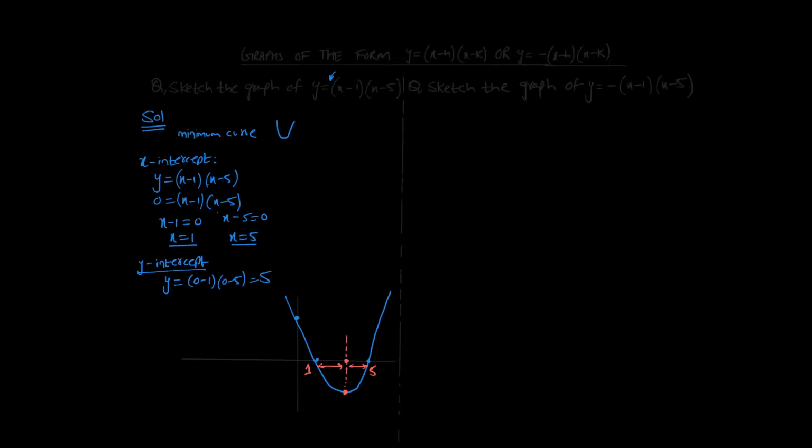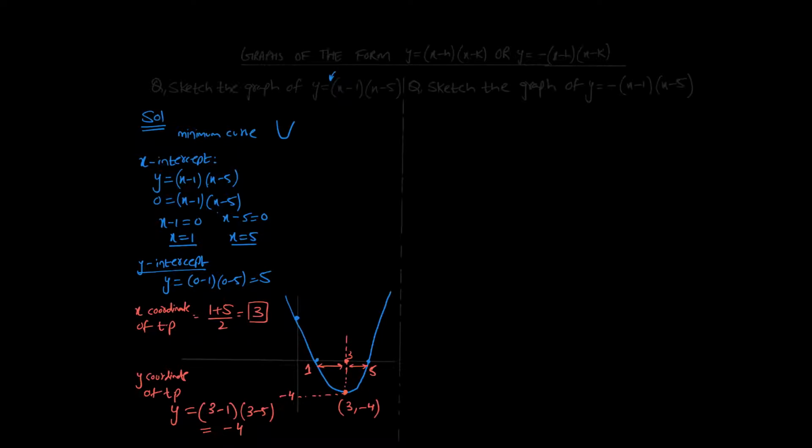So in order to find the x coordinate of the turning point, you can take the average of the two intercepts. So the x coordinate of the turning point could be found by taking the average of the two values, and then in order to find the y coordinate of the turning point, you can use the same equation again and plug x as 3. So you get minus 4. So this value comes out to be minus 4 and this value was 3. So the minimum point is 3 comma minus 4. This is your quadratic sketch for this function.